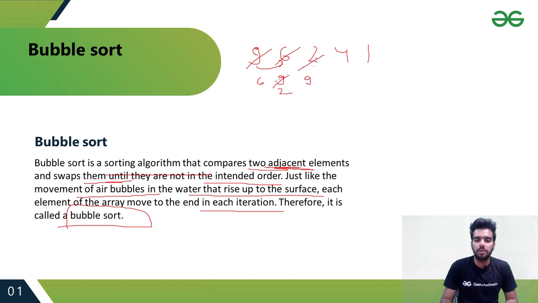It will become 2, and it will become 9. Now it will check. It is also not less than. So it will be 4, 9. It will again swap. Here it will come 1 and here it will be 9. So the array after the first iteration is 6, 2, 4, 1, 9.